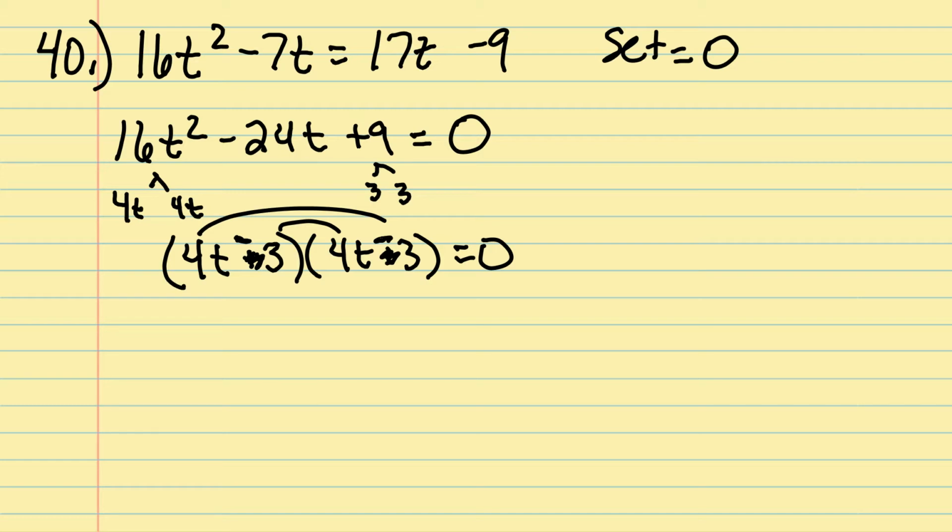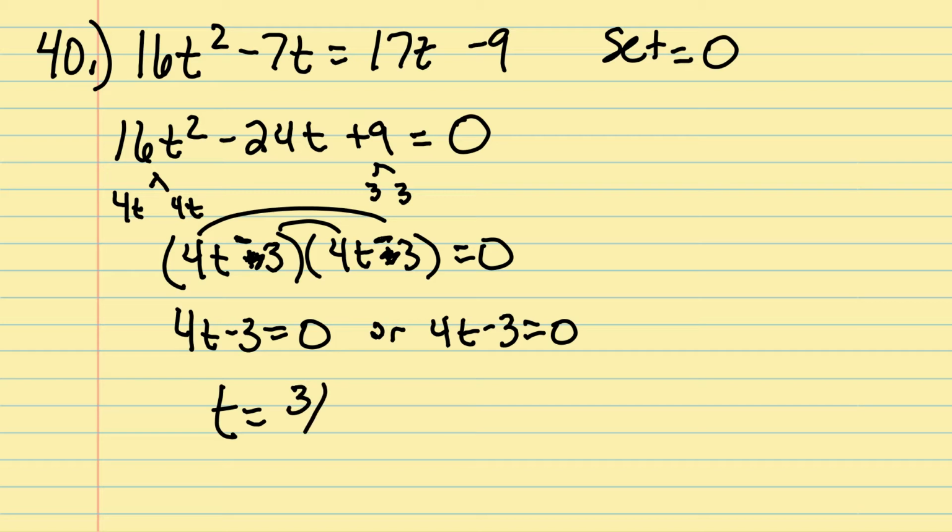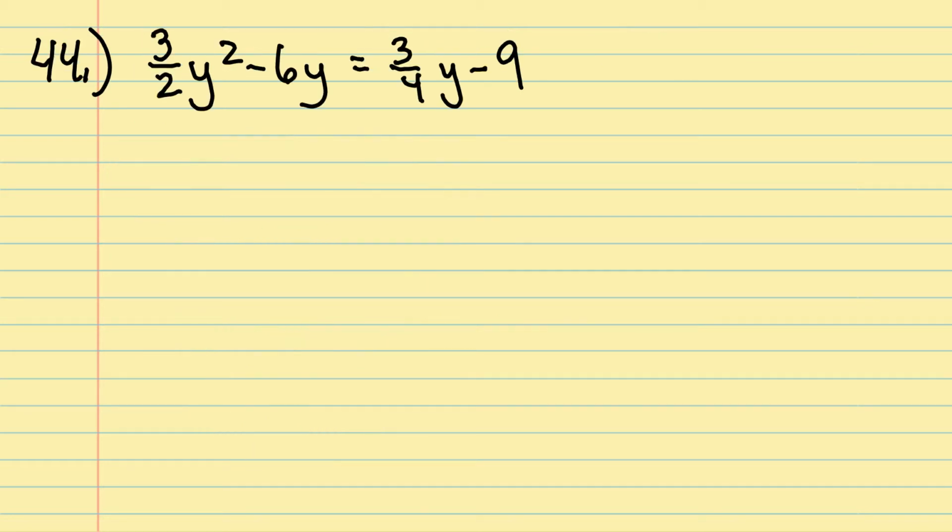Now, this will work, so I get to say 4t minus 3 equals 0, or 4t minus 3 equals 0. If that wasn't equal to 0, I would make those parentheses match into one parentheses squared and then use square roots. I don't have to. I get t equals 3/4. I don't have to solve it twice because they're both exactly the same. That's it for 40. So I did not have to use the quadratic formula for 40.